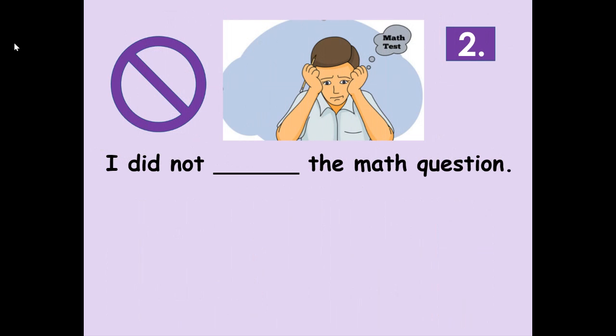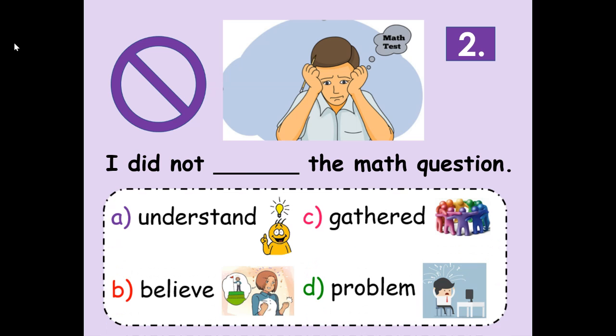Number 2, I did not blank the math lesson. I did not understand the math lesson. I did not believe the math lesson. I did not gathered the math lesson, or I did not problem the math lesson. What makes the most sense given our picture clues and the context of where the word is in the sentence?